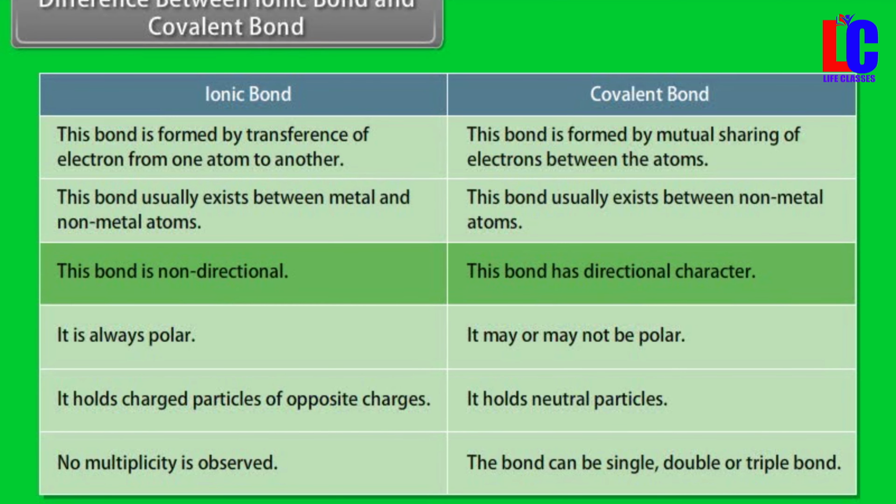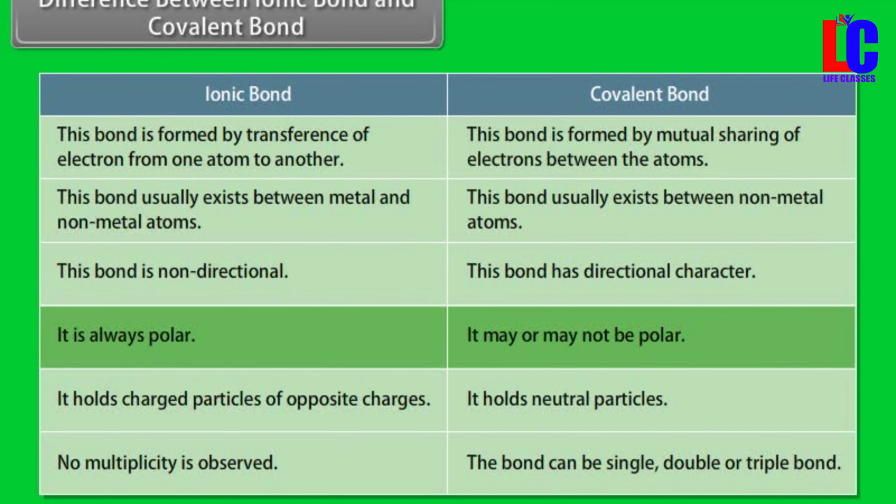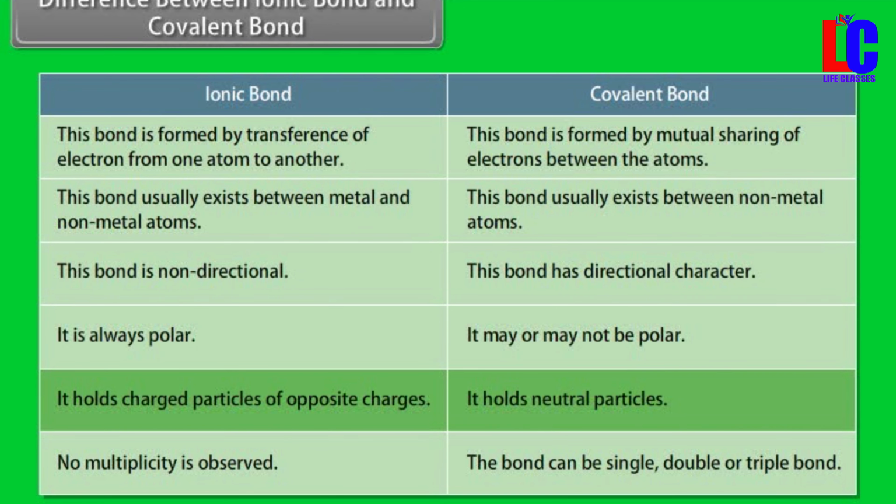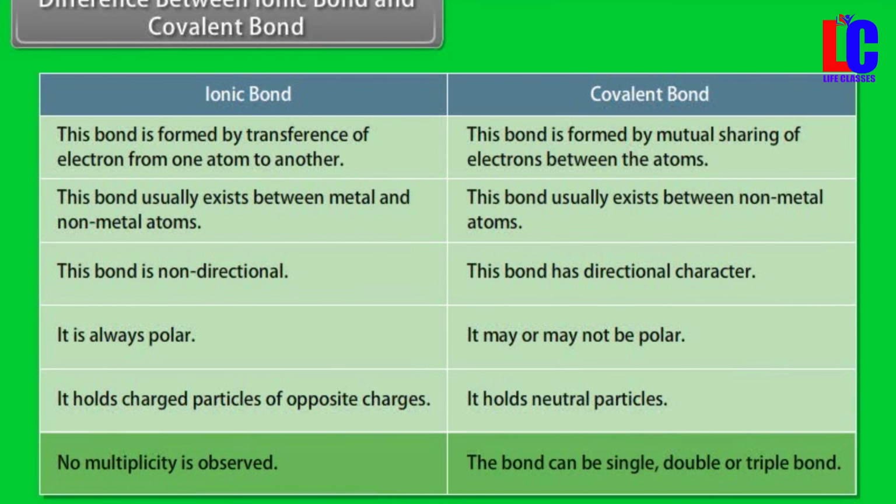Ionic bond is non-directional, whereas covalent bond has directional character. Ionic bond is always polar, whereas covalent bond may or may not be polar. Ionic bond holds charged particles of opposite charges, whereas covalent bond holds neutral particles. No multiplicity is observed in ionic bond, whereas covalent bond can be single, double or triple bond.